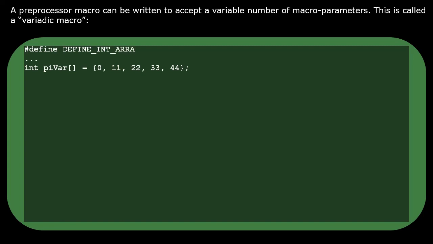A preprocessor macro can be written to accept a variable number of macro parameters. This is called a variadic macro.